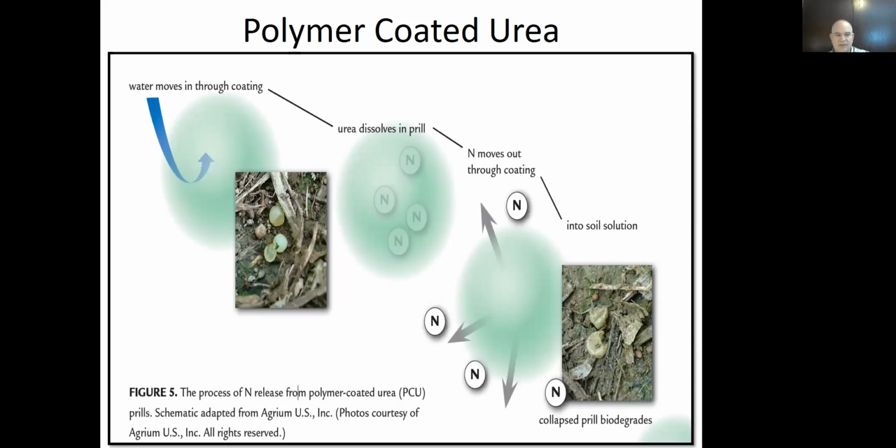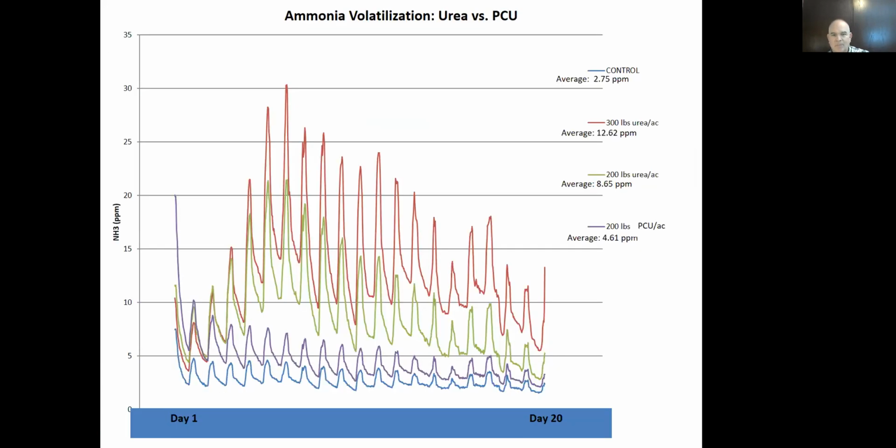We've done a lot of research on this. The idea is that you get this polymer that's around the urea. It prevents it from reacting with the soil. As water moves in, eventually the nitrogen moves out into the soil, but it's a slow, controlled process.